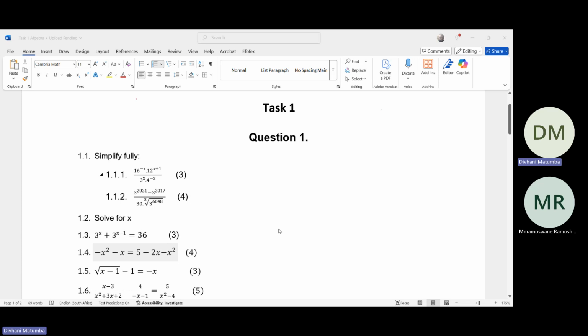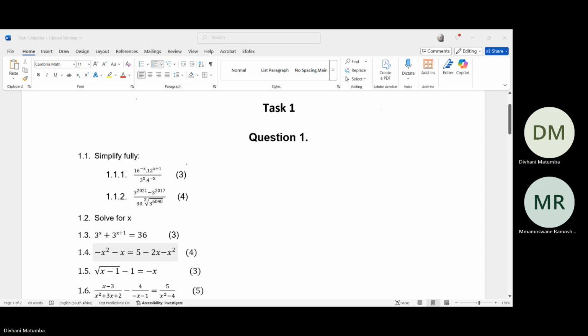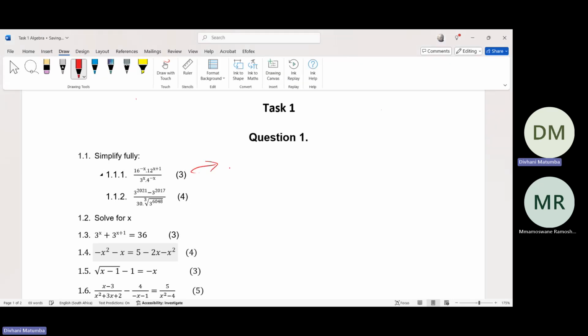So I'm not going to waste too much time. I'm sure you did a lot of exponents in grade 10, and it's going to be a smooth ride. Yes, sir. Okay. Now, how do we go about this expression?